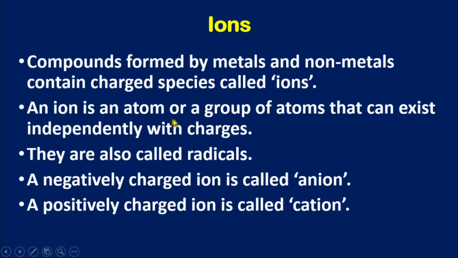An ion is an atom or a group of atoms that can exist independently with charges. So it is not compulsory children that ion has to be a single atom. Ion can be a group of atoms also. They are also called as radicals. So these charged species called ions are also called as what children? Radicals. A negatively charged ion is called anion and a positively charged ion is called a cation.